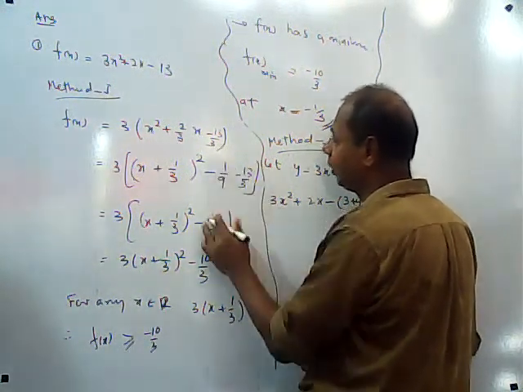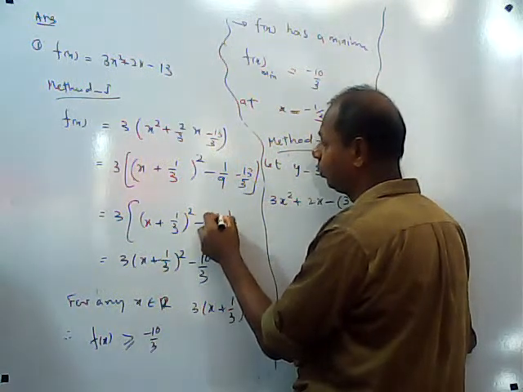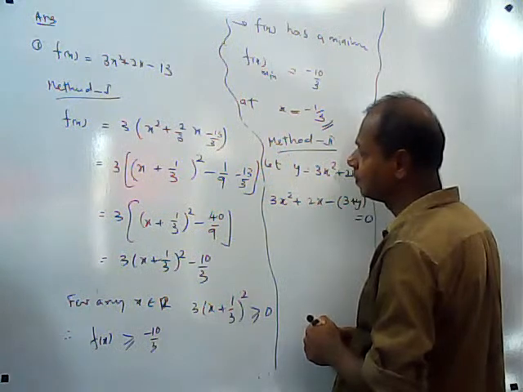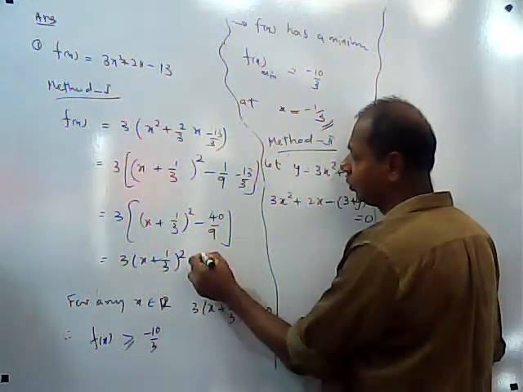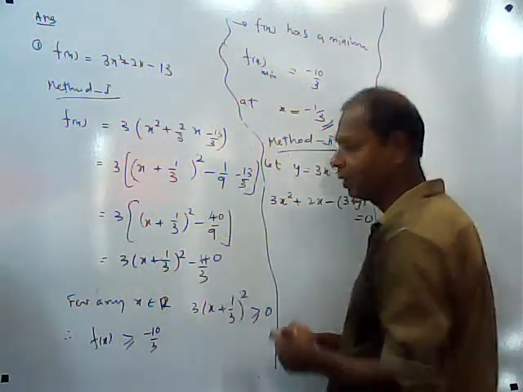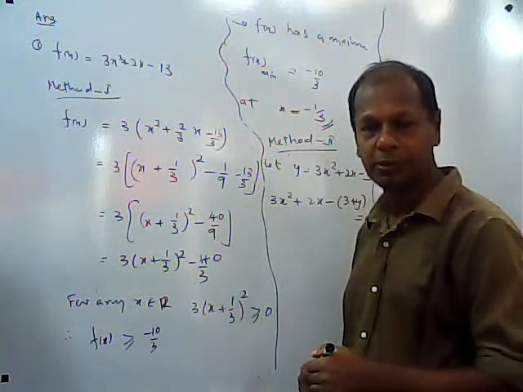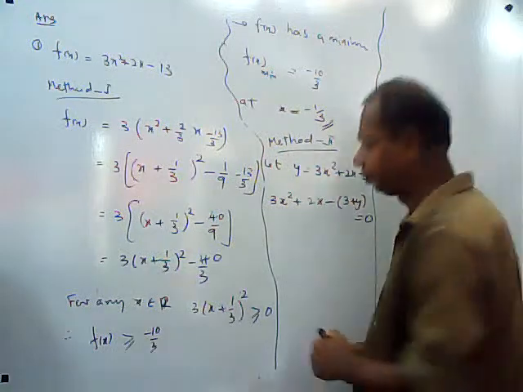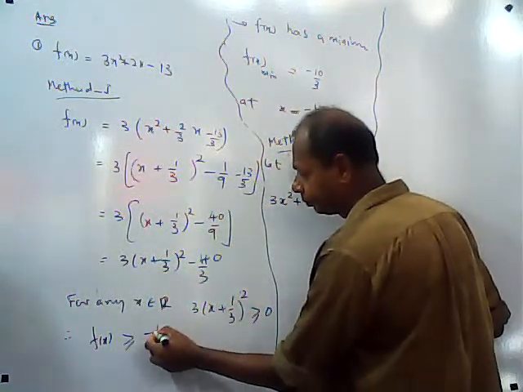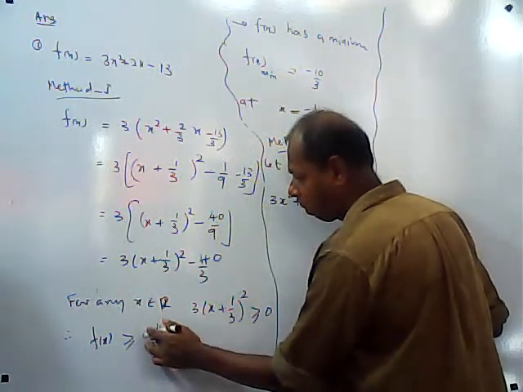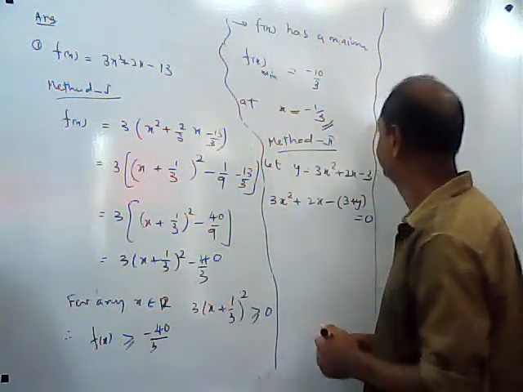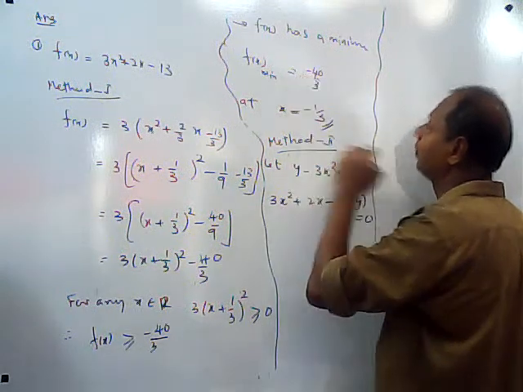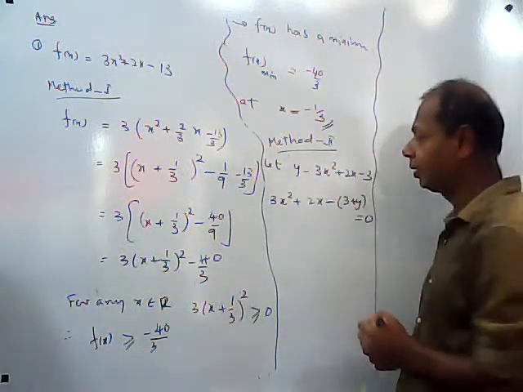Minus 40 over 9. Now it looks like minus 40 over 3. Then, minus 40 over 3 is the minimum. So the minimum is minus 40 over 3 at x equals minus 1 over 3.